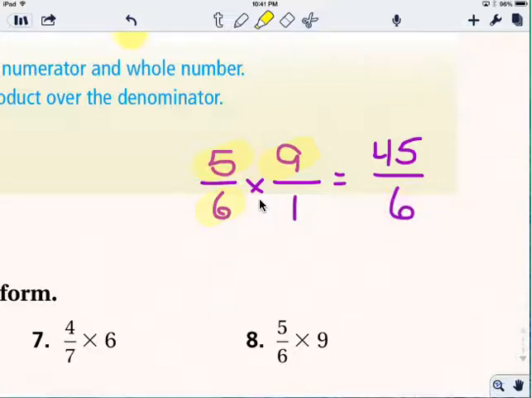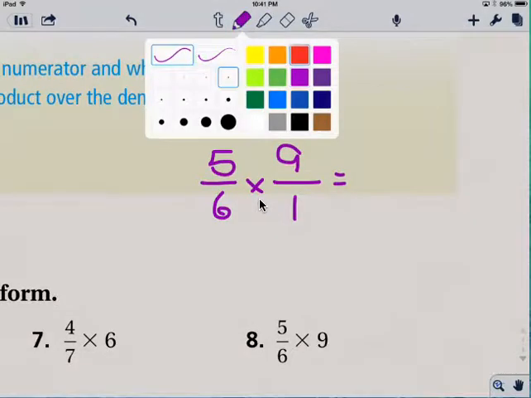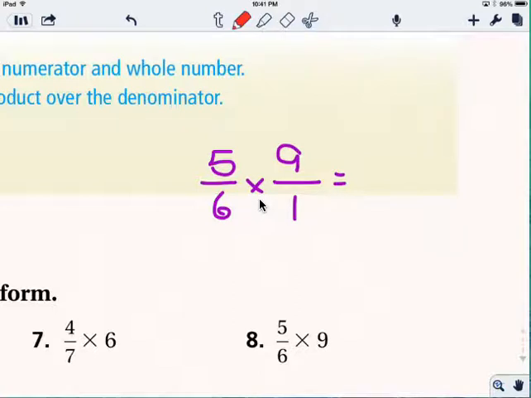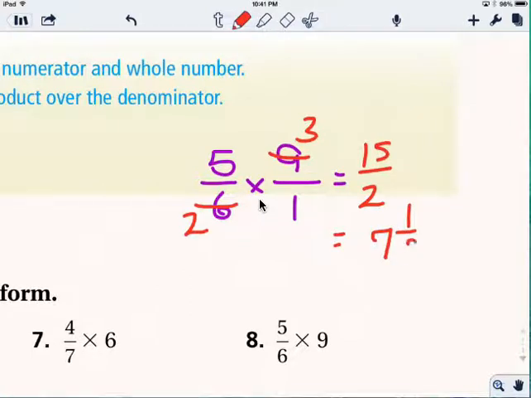Now what I want to do is back up here though, because there's something I didn't do, and you might have caught it. The only thing I didn't do is cross cancel. 6 and 9 share a common factor of 3, so 6 divided by 3 is 2, 9 divided by 3 is 3. So 5/6 times 9 is 15 halves, which is equal to 7 and 1/2.